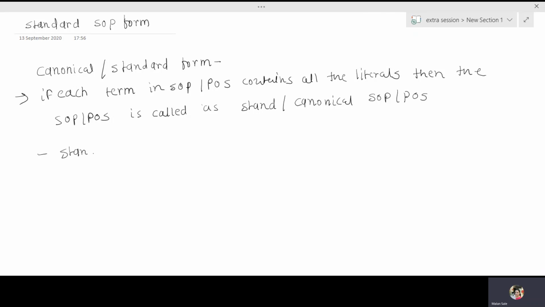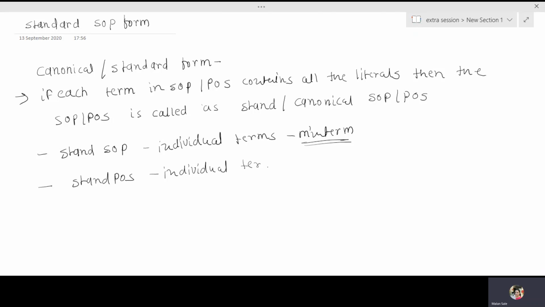Each individual term in standard SOP is called as min term, and each individual term in standard POS is called as max term. Min terms are represented by small letter m and max terms are represented by the capital letter M.